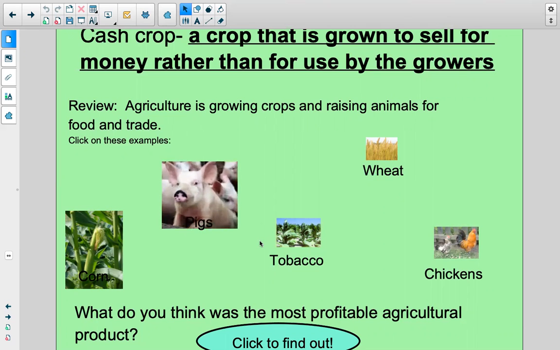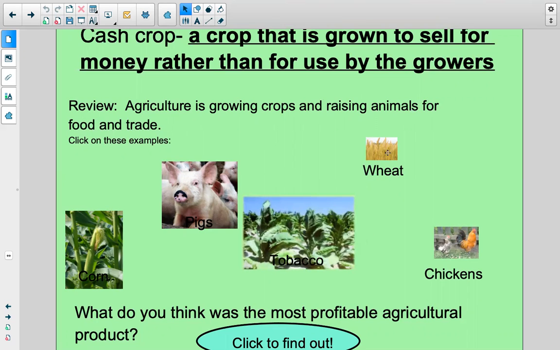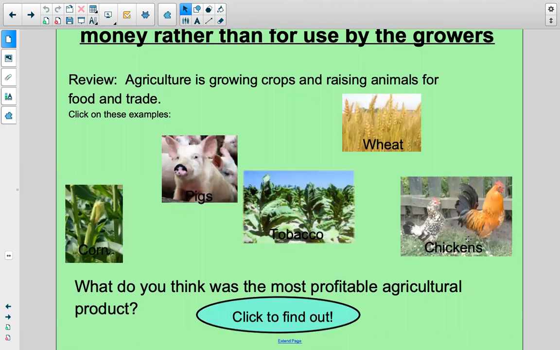Pigs is an example of agriculture also because it fits right there. Agriculture is growing crops and raising animals. What about tobacco? Tobacco is, wheat is, and so is chickens. What do you think was the most profitable agriculture product? Now, profitable means it made the most money. I bet you can guess.